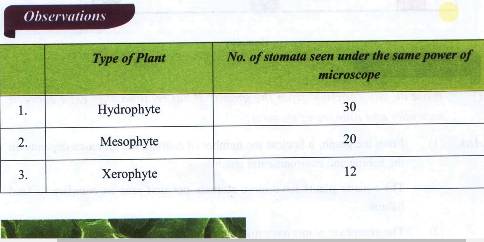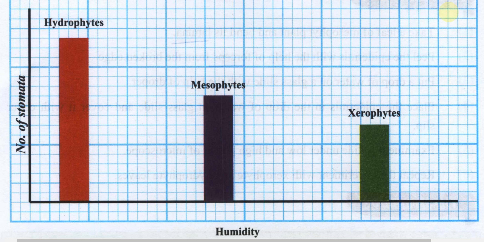Now you can draw a table and note down the observations, which are the number of stomata seen under the lens, in hydrophytes, mesophytes and xerophytes. Note the reading. Now observe how to draw the graph.